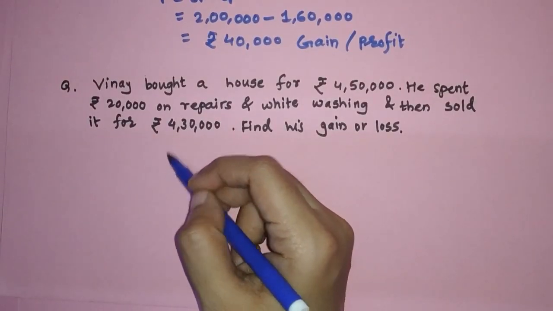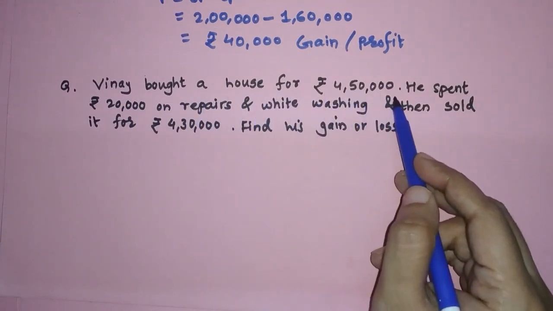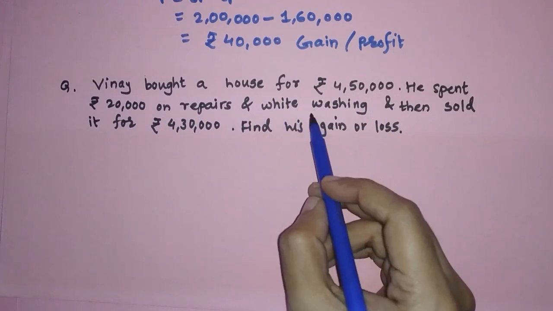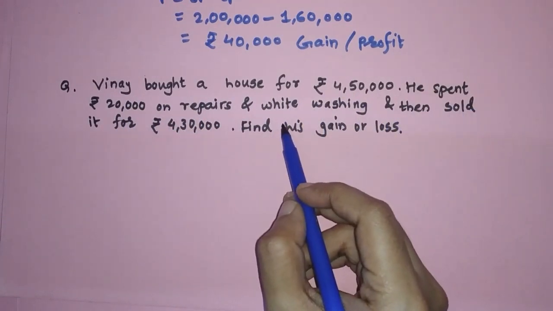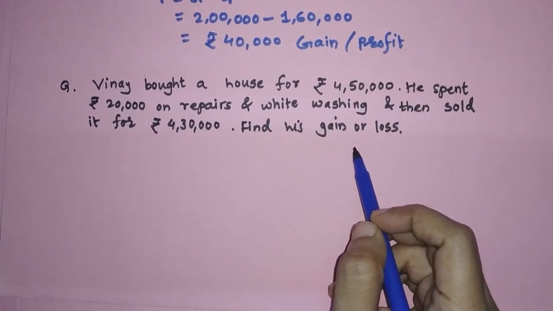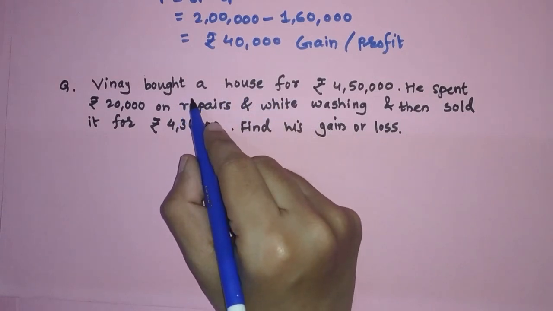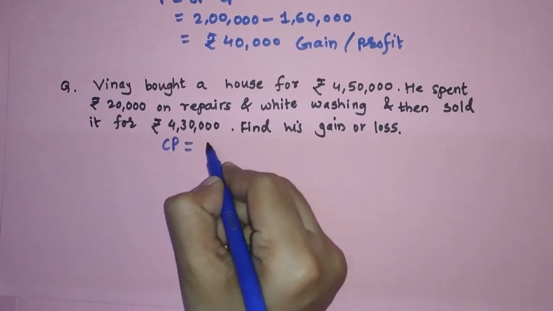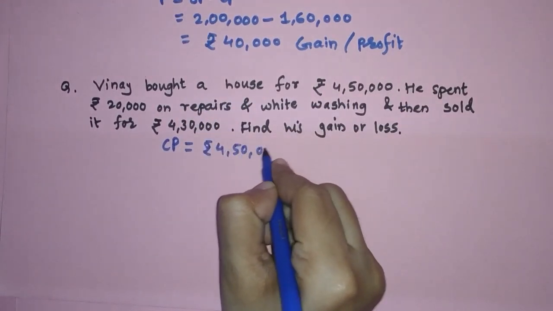So friends, now moving to the next question: Vinay bought a house for rupees 4,50,000. He spent rupees 20,000 on repairs and whitewashing, then sold it for rupees 4,30,000. Find his gain or loss. Dear students, we will first write down the given data. Here it is given that he bought a house, which is the cost price, rupees 4,50,000.